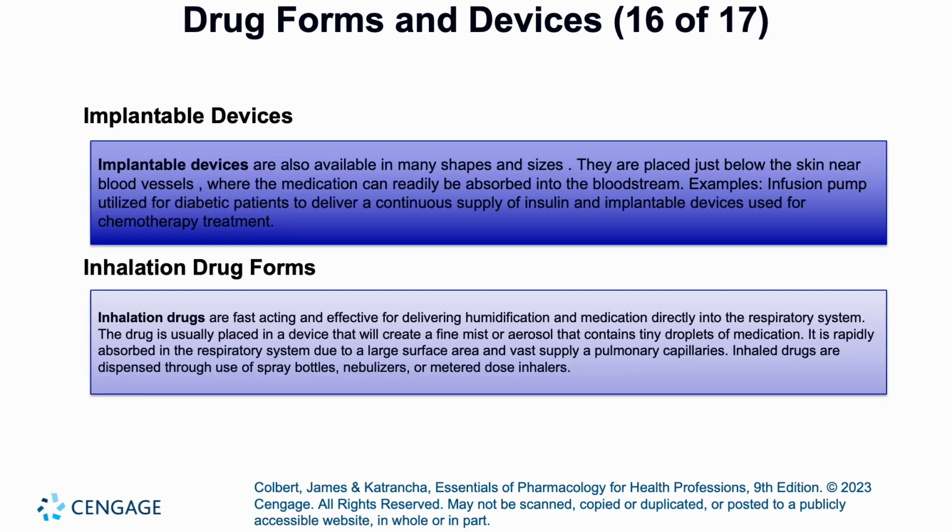Another form of drug delivery is via implantable devices. Implantable devices are available in many shapes and sizes, and they are placed just below the skin near blood vessels where the medication can be readily absorbed into the bloodstream. So the most common example, I think in this case, is an infusion pump, typically used for type 1 diabetic patients.